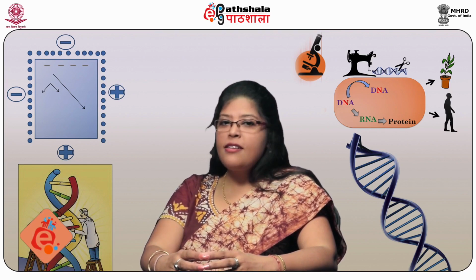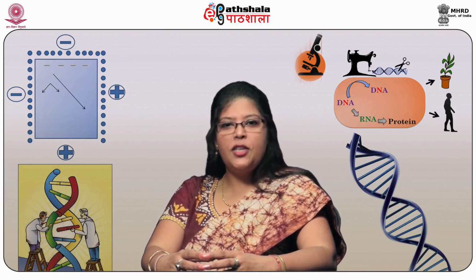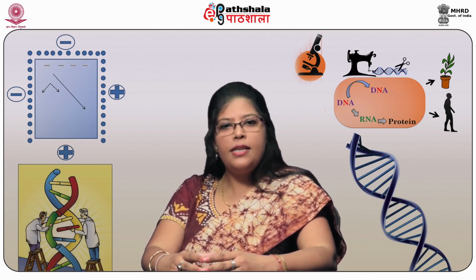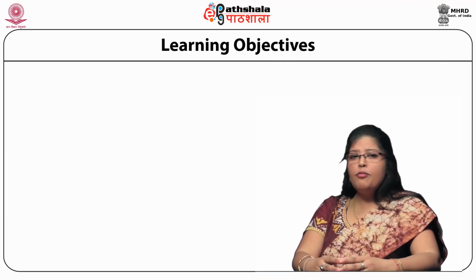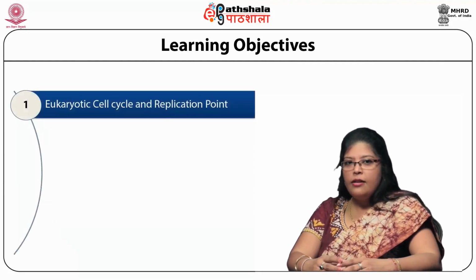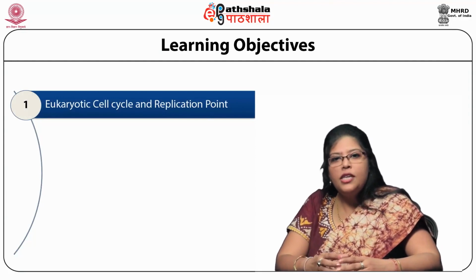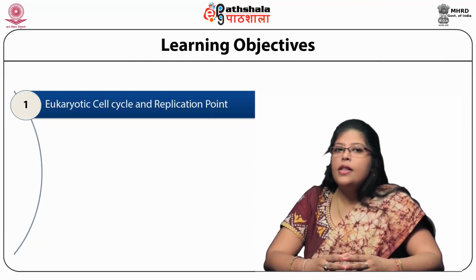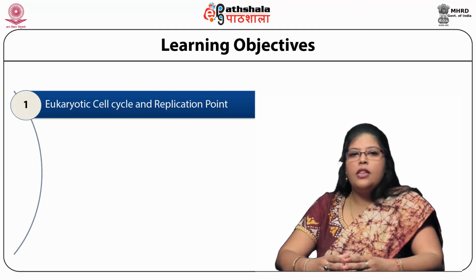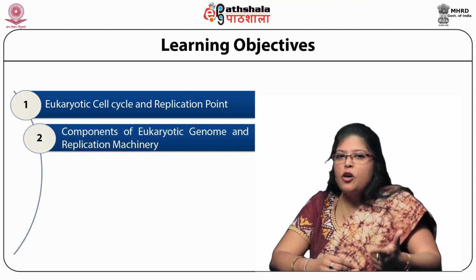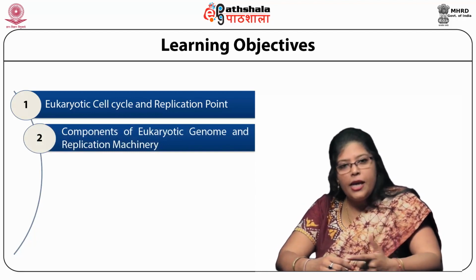Here, I will be discussing the module DNA replication in eukaryotes from the paper Genetic Engineering and Recombinant DNA Technology. In this module, we will begin with an overview of the eukaryotic cell cycle, and then we shall point out the replication, define the replication point. Then we shall elaborate upon the components of the eukaryotic genome and the different components of the eukaryotic replication machinery.